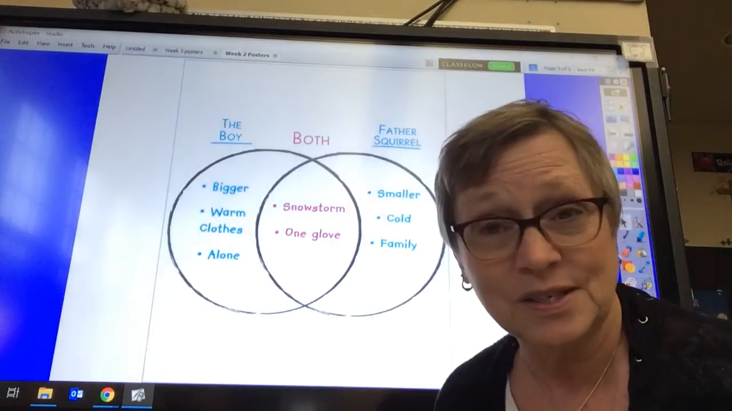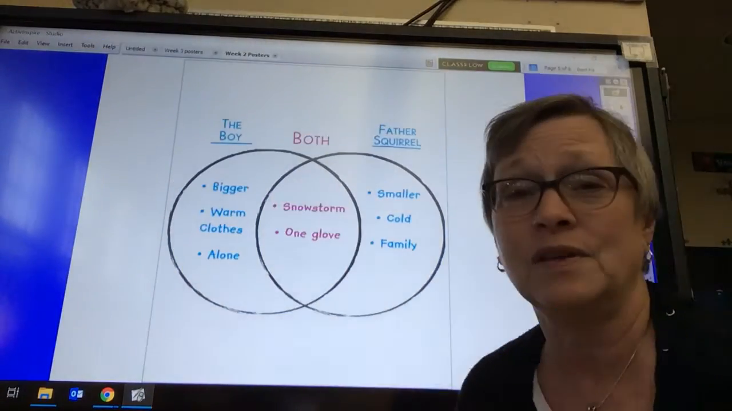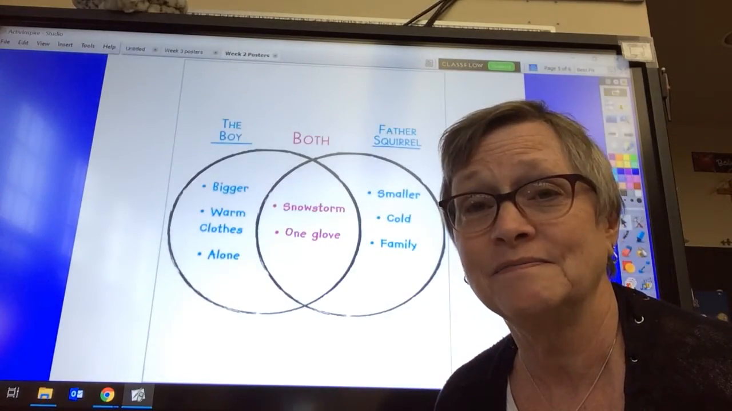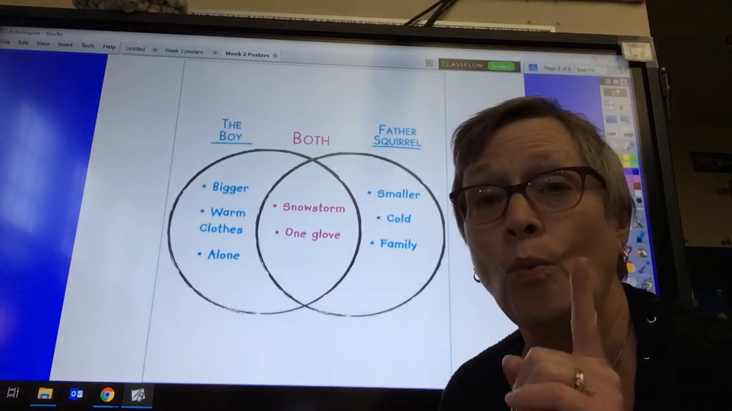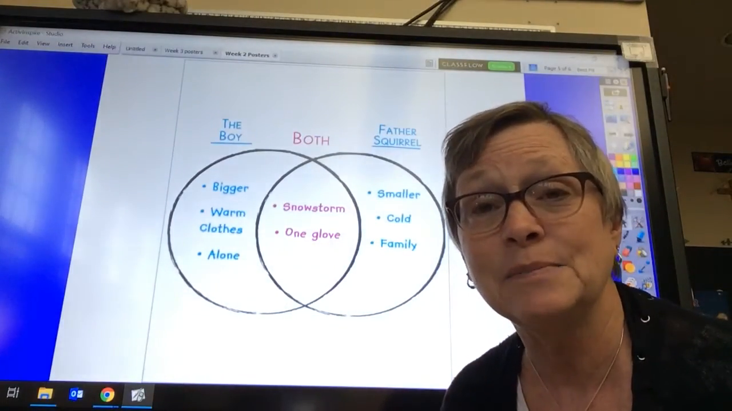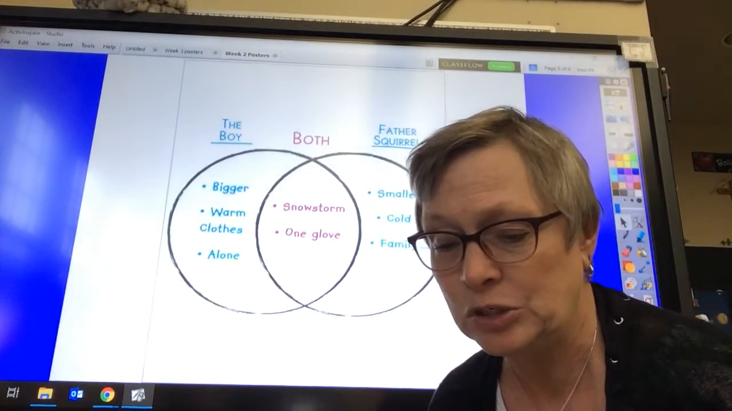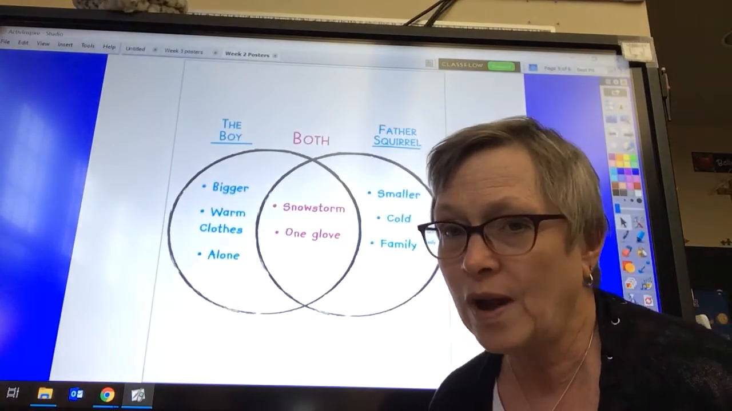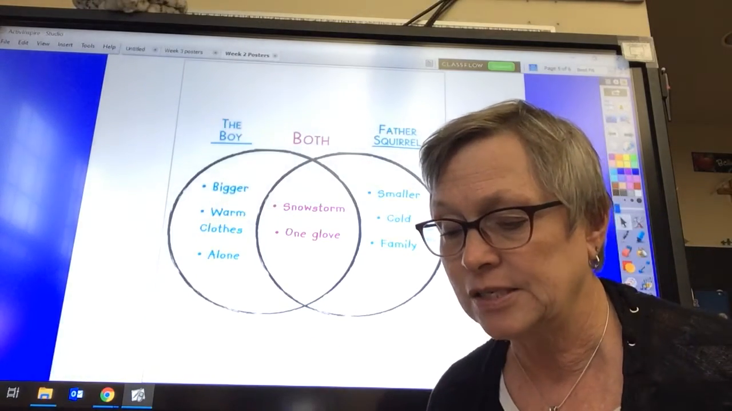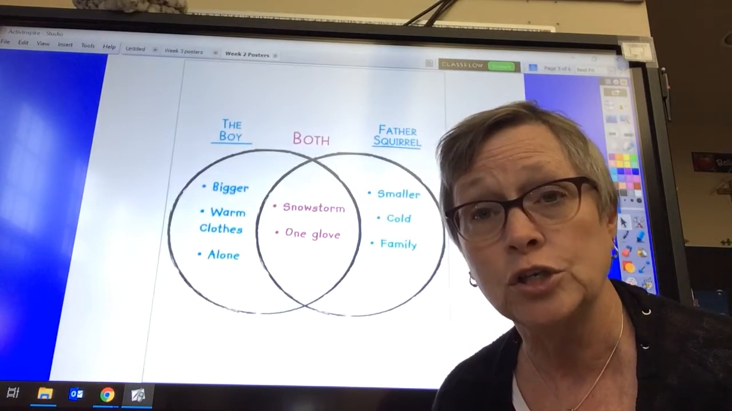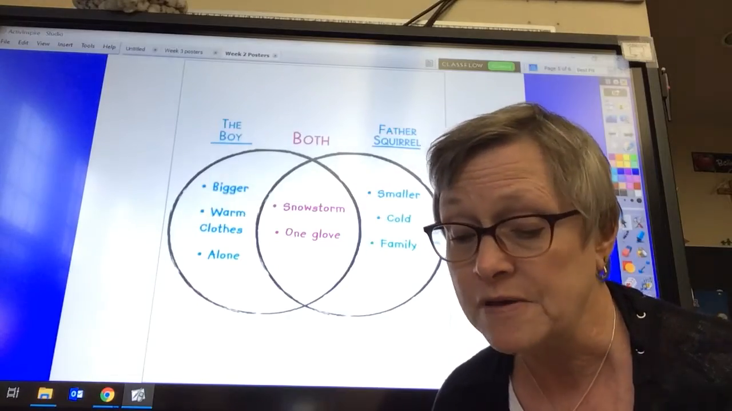What's similar is they're both out in that snowstorm, and they both have one glove. So those are the similarities and the differences between them. What I just modeled was comparing and contrasting the experiences of two characters in The Two Wool Gloves.